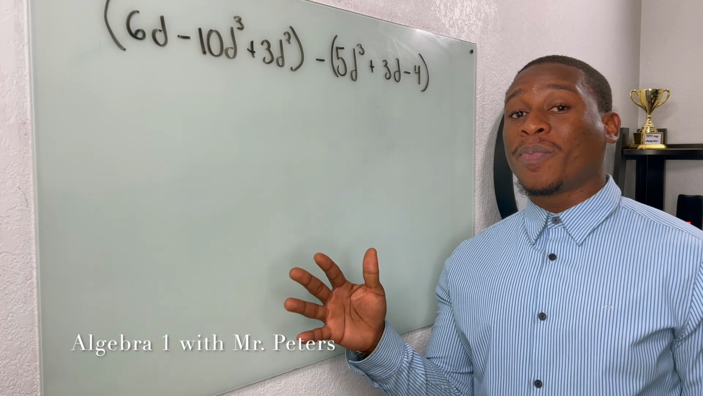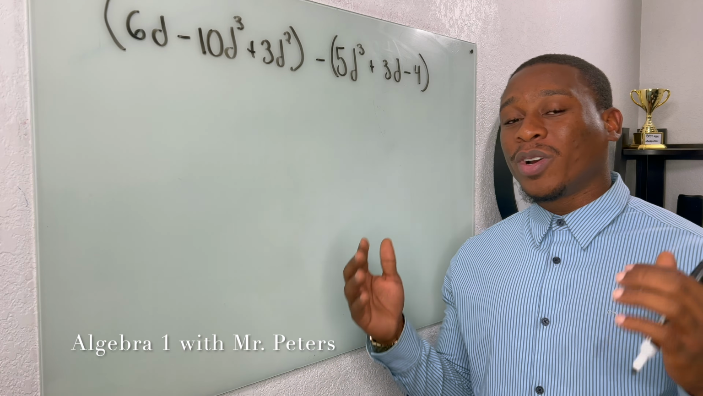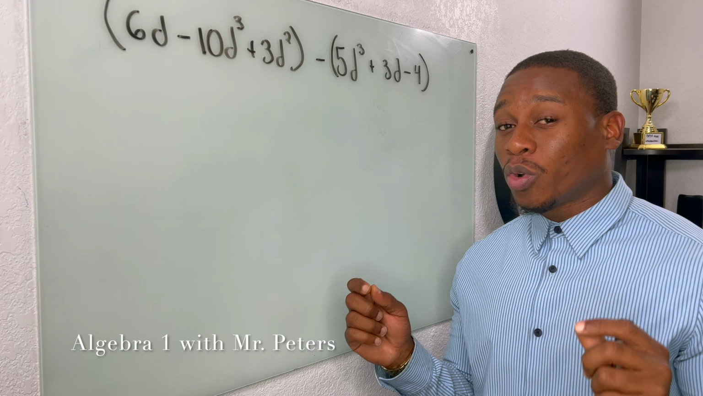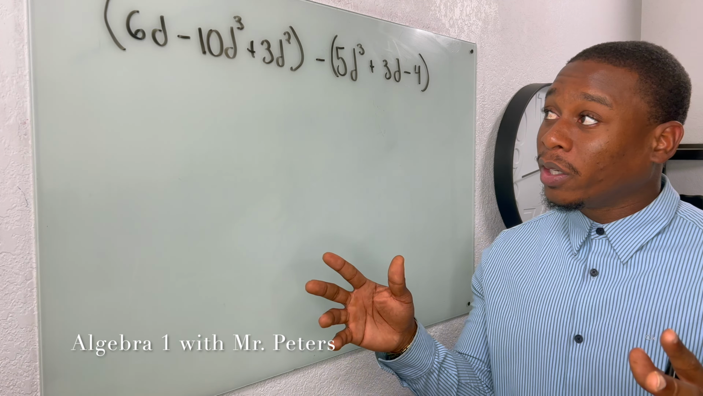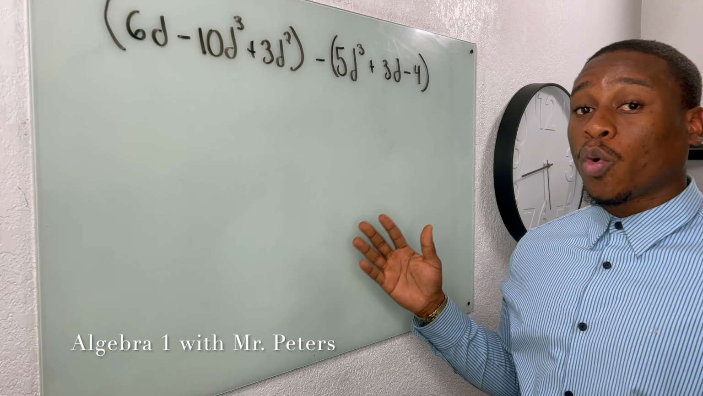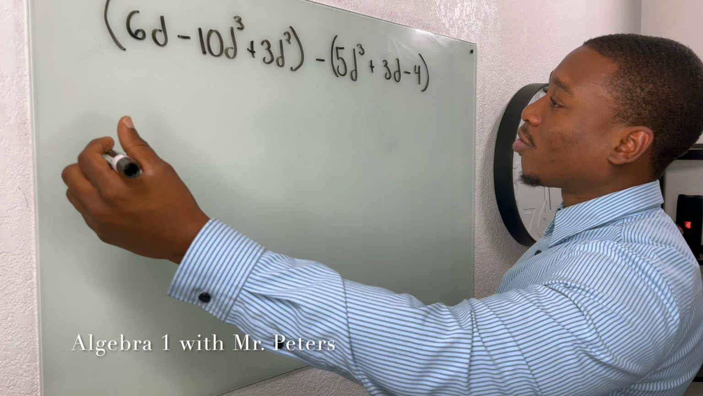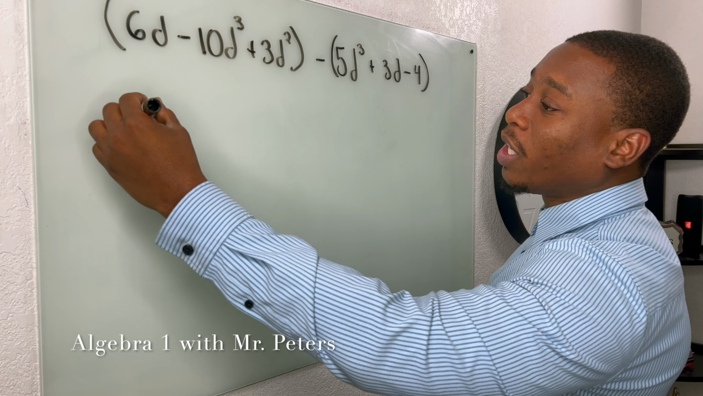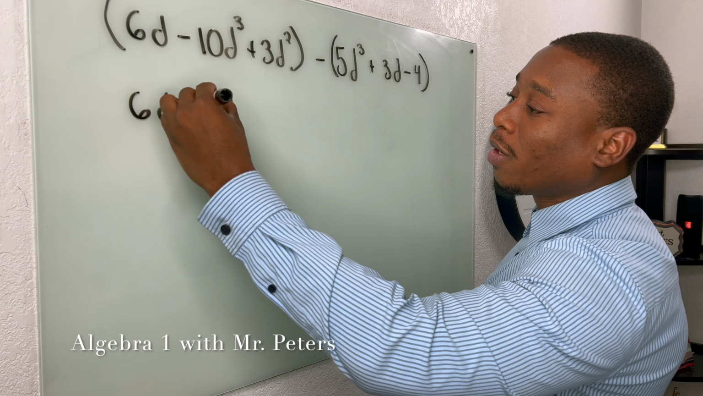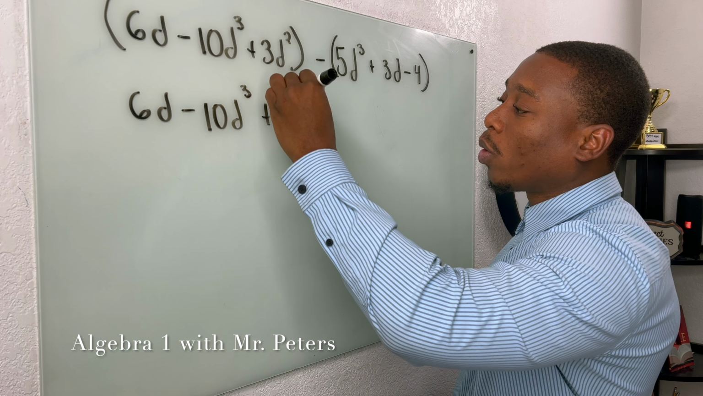So our next problem now is basically combining like terms. But what they like to do is throw a few curveballs in there. So for one, if we notice, these terms aren't lined up in the same exact order. So we have to pay attention to that. So once we rewrite this, right, let's say we keep it in the same order. We have 6d minus 10d to the third plus 3d squared.